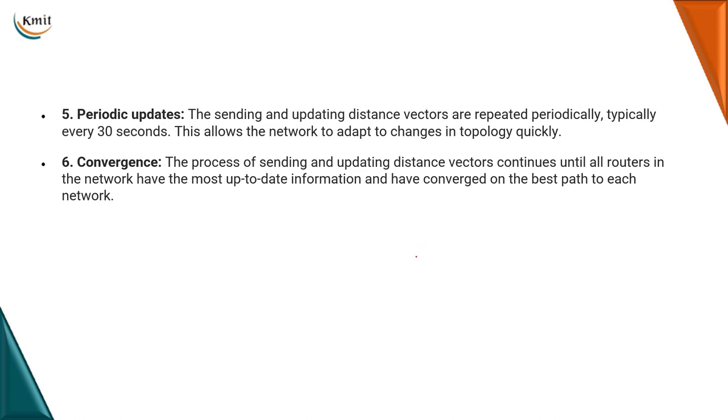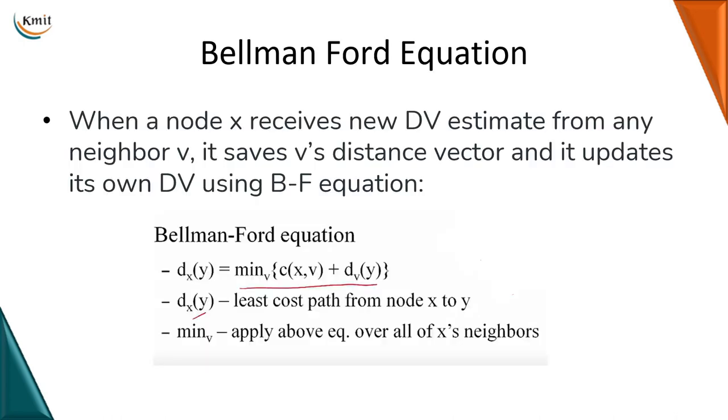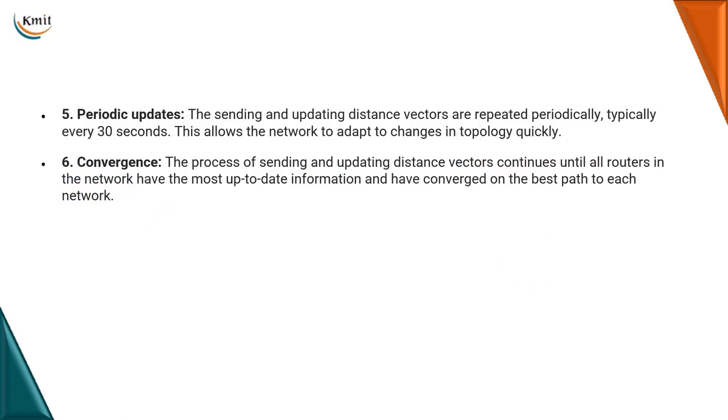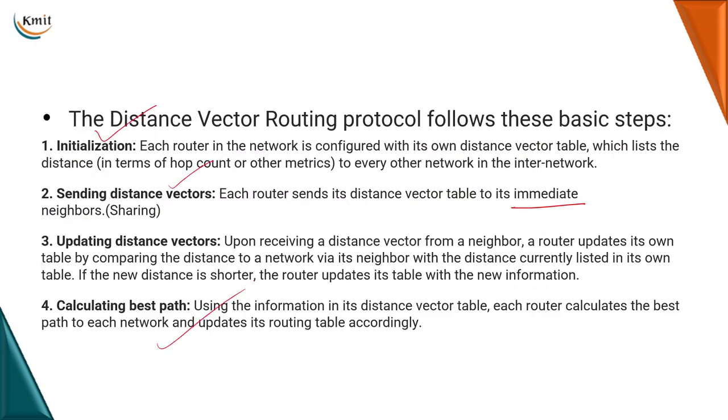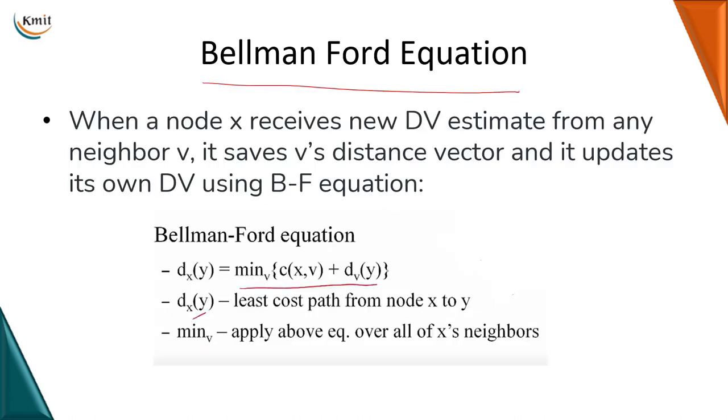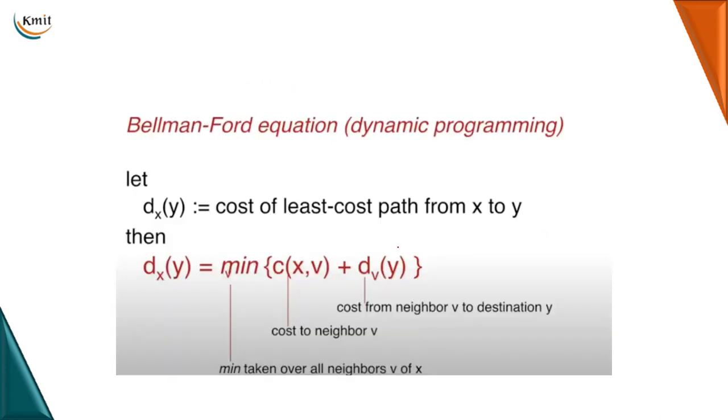Convergence. We stop doing these updates when we are sure that whatever cost we have is the best cost or the best path for reaching from one node to another. Then we converge, or we come up to a final solution. Let us understand all this with an example. But before that, let us learn about the Bellman-Ford equation. As I told you, we are calculating the best path. How are we calculating this best path or the least cost? Using the Bellman-Ford equation.